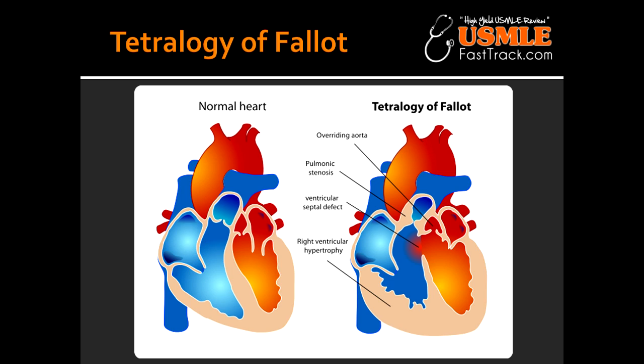What is the mnemonic to help you remember the 4 things that happen in Tetralogy of Fallot? The 4 things follow the mnemonic PROVE: P is for pulmonary infundibular stenosis, R is for right ventricular hypertrophy, O is for the overriding aorta, and V is for ventricular septal defect.